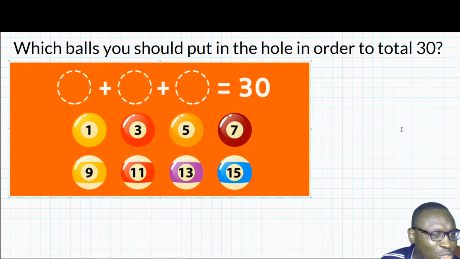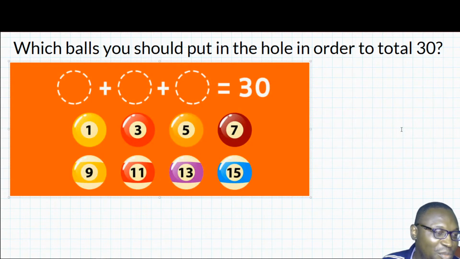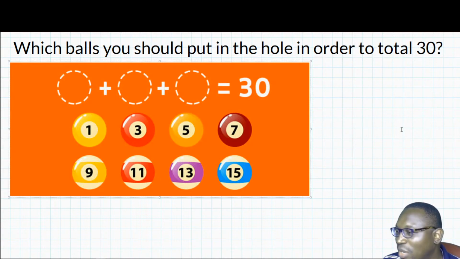Okay, which balls should you put in the hole to total 30? This one is actually quite interesting. I'll give you a hint as you walk through this. The ball can be in any direction. It doesn't have to be exactly the way it appears on the screen. It can be in any direction. It can be upside down, can be however you want it to be.